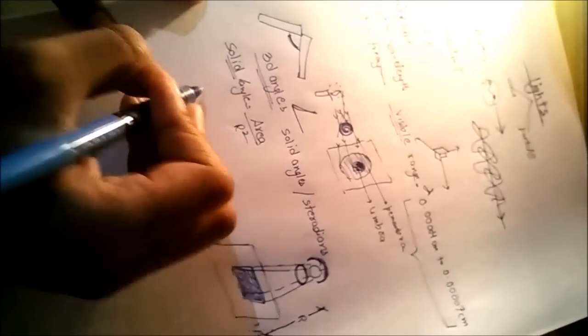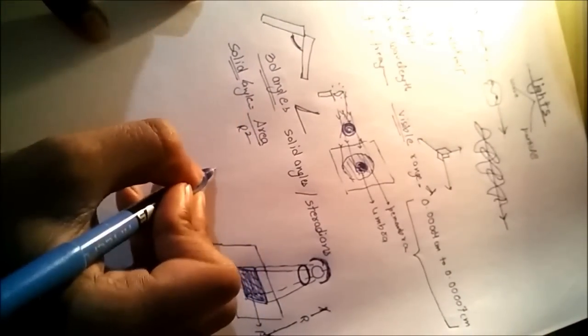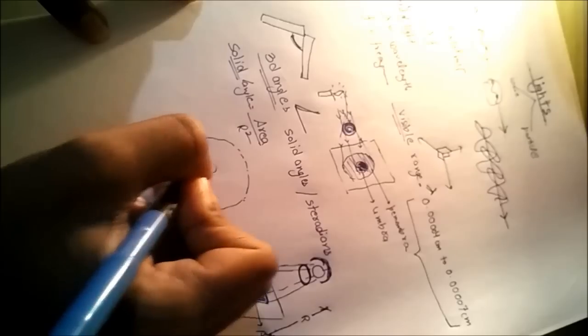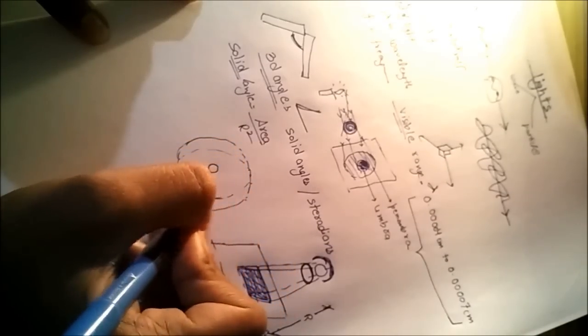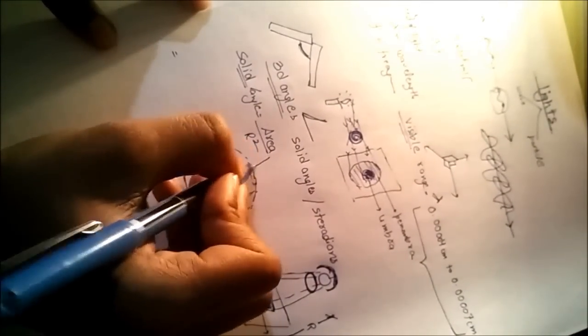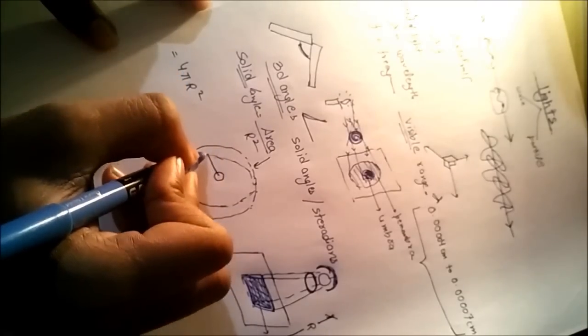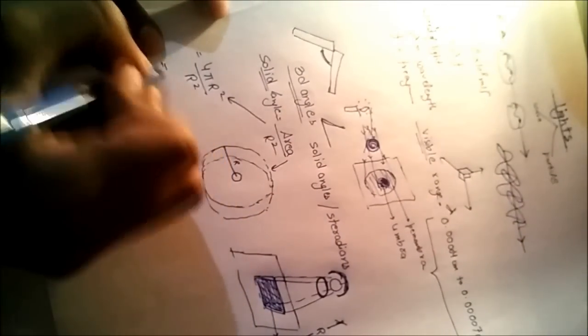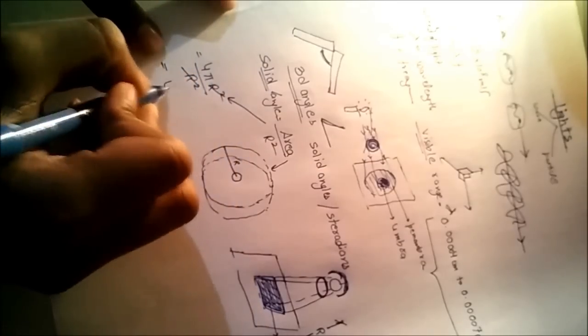For example, if this is a light source and it is illuminating spherically, not a circle, a sphere. What will be this angle? The area of the sphere is 4 pi r square, and the distance is r, the radius of the sphere, so r square. By solving this, r square cancels out r square and we get 4 pi.